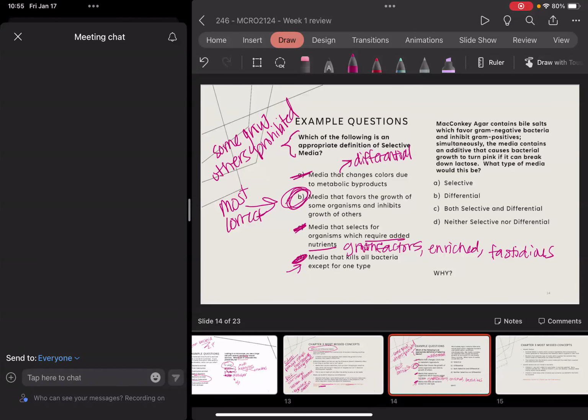All right, so MacConkey agar, it contains bile salts. This is my example of what you will see on the test, okay? This is what I mean when we start getting to those critical thinking questions. This is a great example.